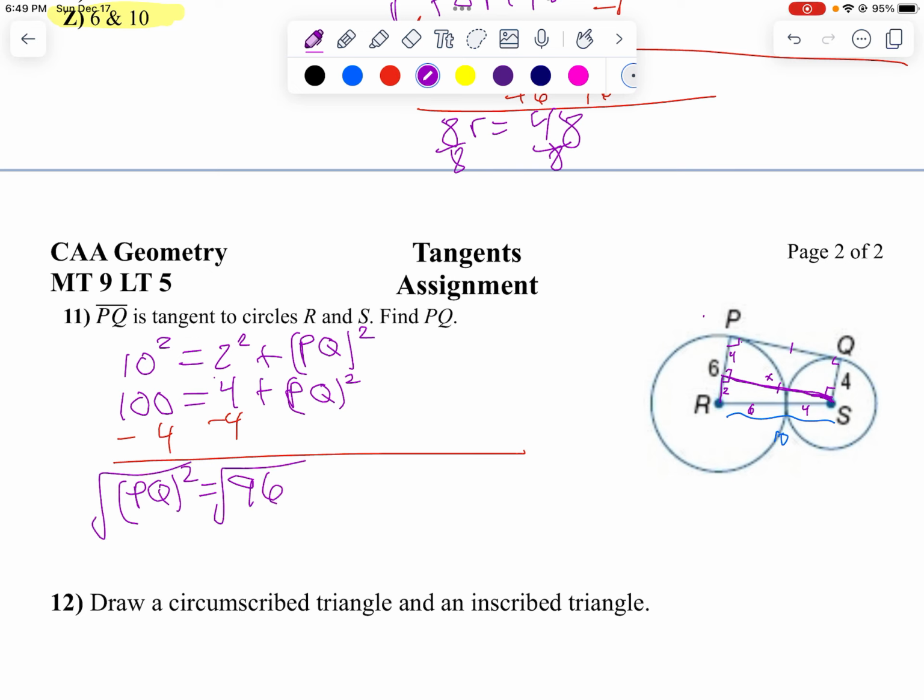Well, I take the square root of both sides. I want the exact answer here, so simplify the square root of 96. That's 16 times 6, or 4 square roots of 6 is PQ.